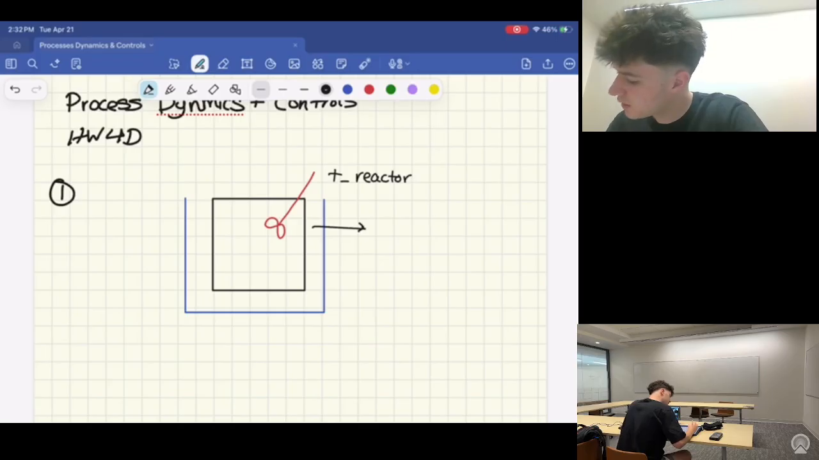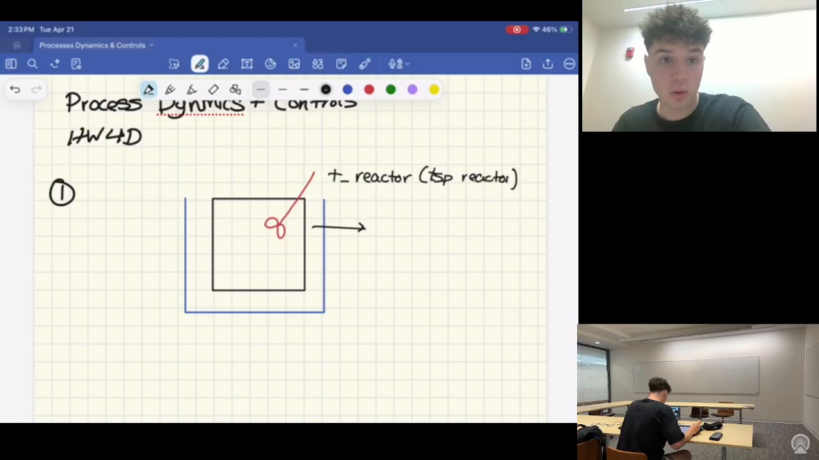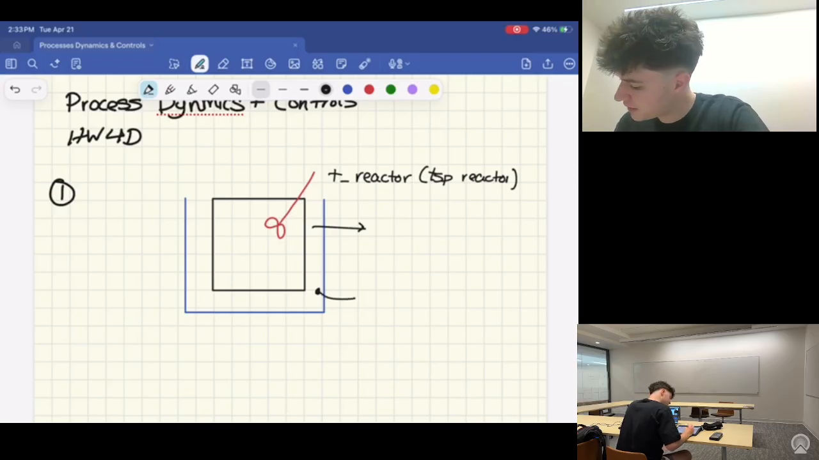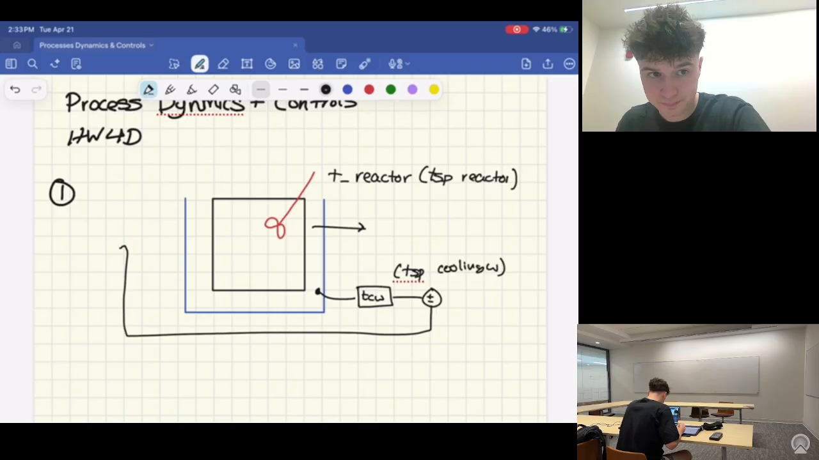And this flow leaving will also have another flow here going into a TCW box. And this temperature set point for cooling water will have a recycled stream going through this controller back around and then back into this cooling jacket.